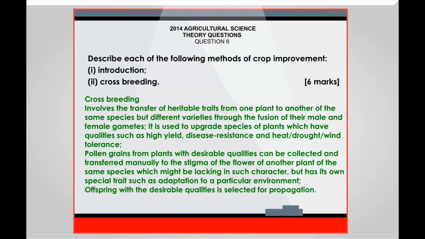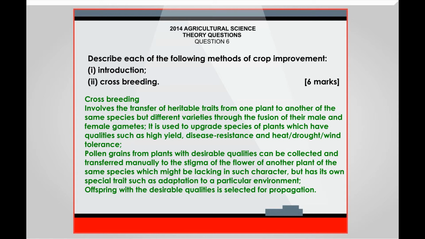Crossbreeding involves the transfer of heritable traits from one plant to another of the same species but different varieties through the fusion of their male and female gametes. It is used to upgrade species of plants which have qualities such as high yield, disease resistance, and heat, drought, and wind tolerance.